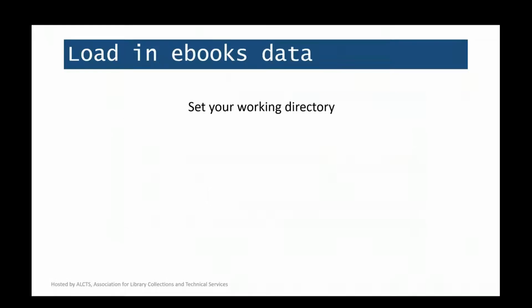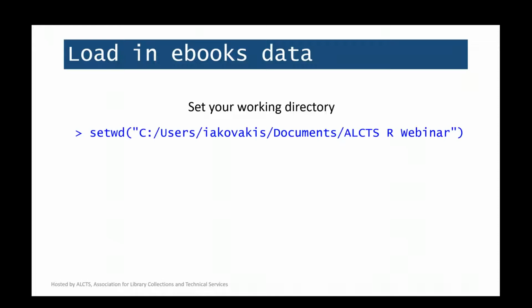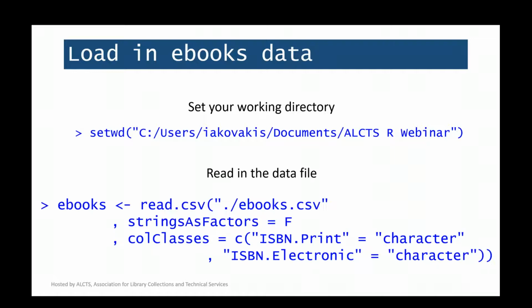We're still here in the tidying and transforming phase, before we move on to the visualization. First thing you want to do, as usual, is to load in the ebooks data. So as you download that CSV file from the email that you received this morning, wherever you saved that file, that's going to be your working directory. As we talked about last session, you call setwd and set the directory that you have the data file saved in. And then you use read.csv to read in the data file.